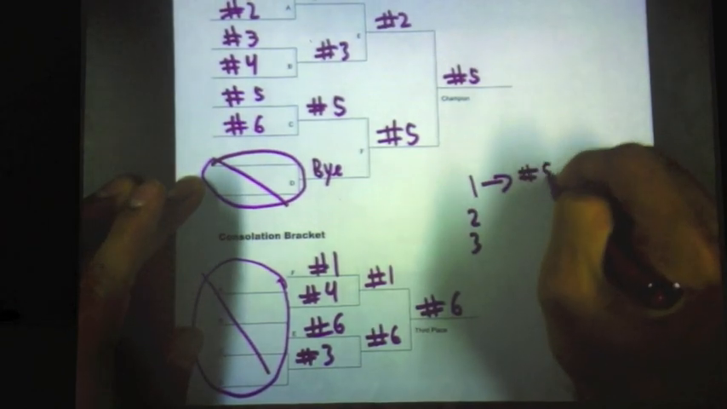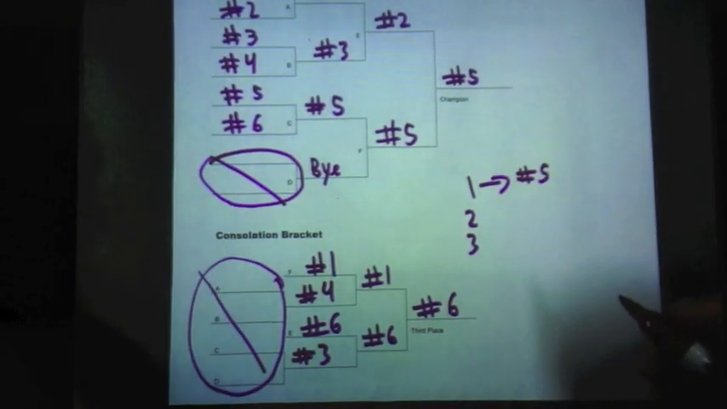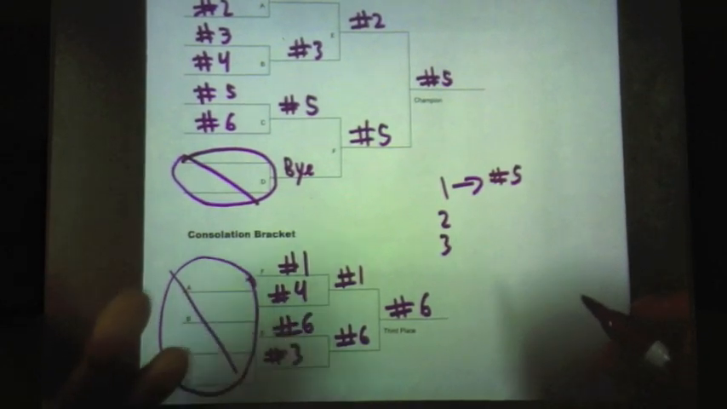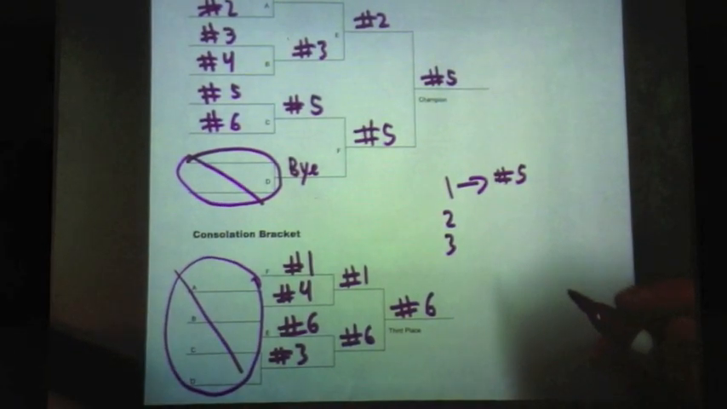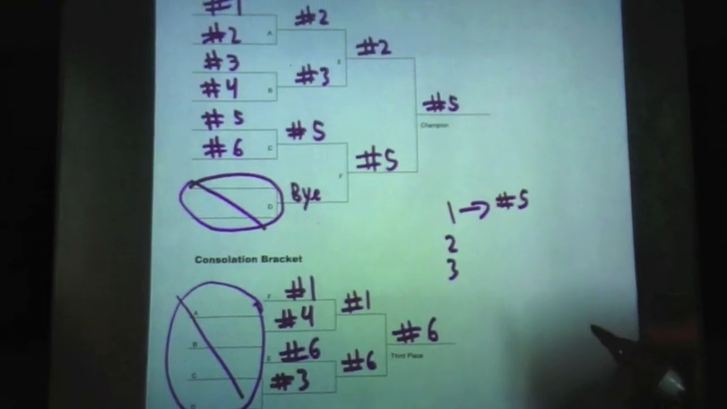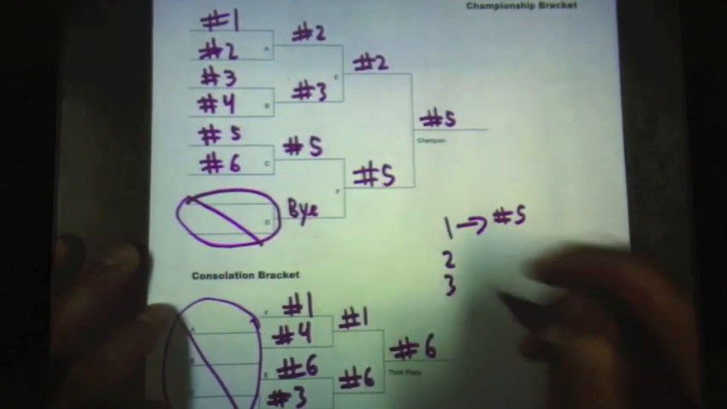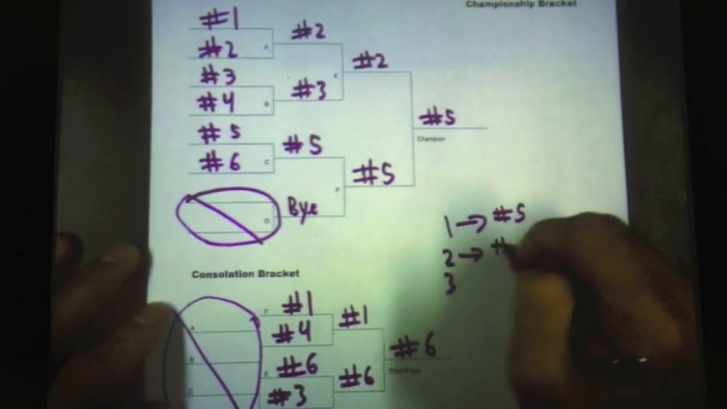Number 5. And then for second place, it's going to be the person who made it to the finals and then lost. So in other words, if you did not lose until you got to the finals, you're going to end up in second place. And that would be number 2. Number 2 gets second place.